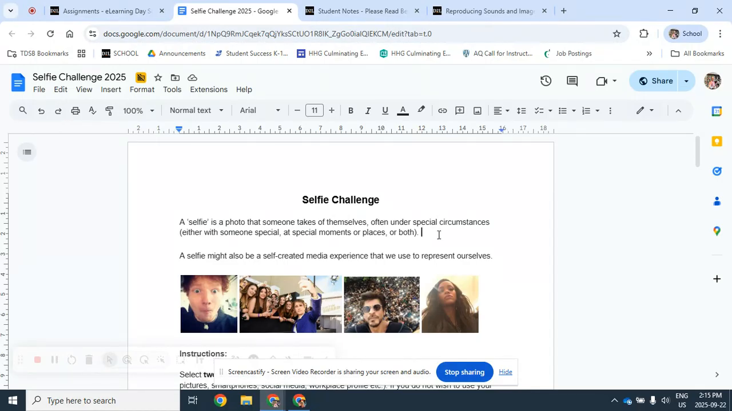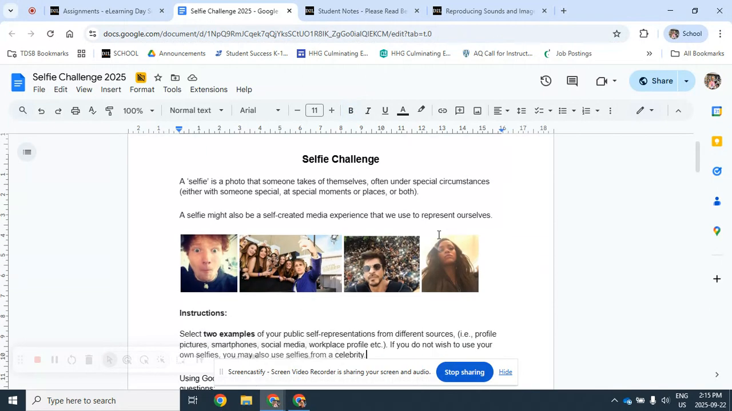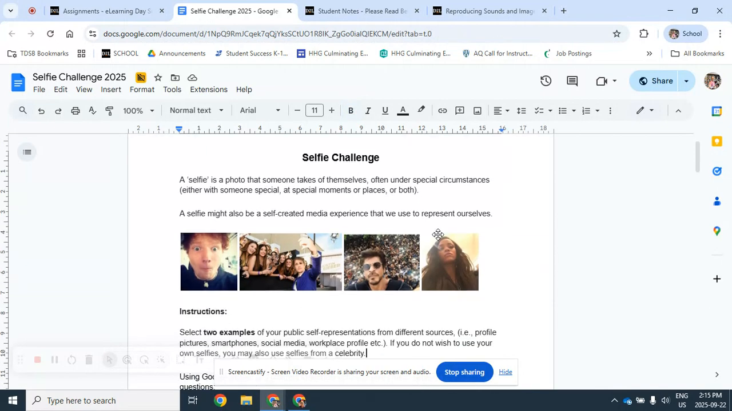So the Selfie Challenge is kind of a fun assignment, and what you're going to do is analyze two selfies of the same person. It can be you or it can be someone else. A selfie is a photo that someone takes of themselves, often under special circumstances, either with someone special, at a special moment, a special place, or sometimes both. A selfie might be a self-created media experience that we use to represent ourselves.